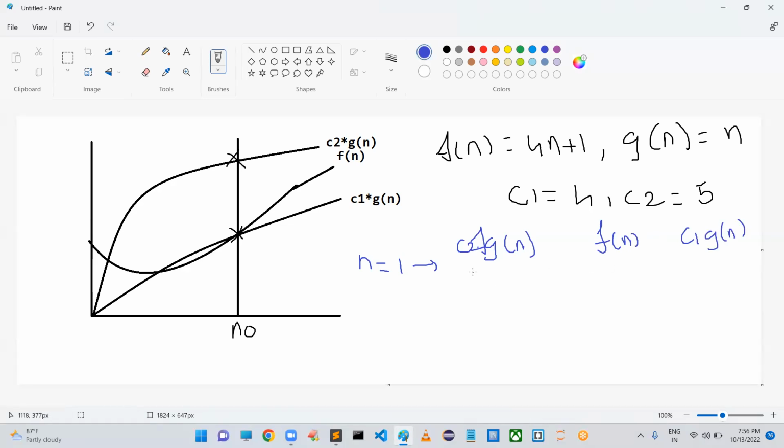When n is equal to 1, what will happen? C2 into g of n: the C2 value is 5, so 5 into 1 is 5. C1 into g of n is 4. What about f of n? It is 5. Right? Now, when n is equal to 2, what will happen?